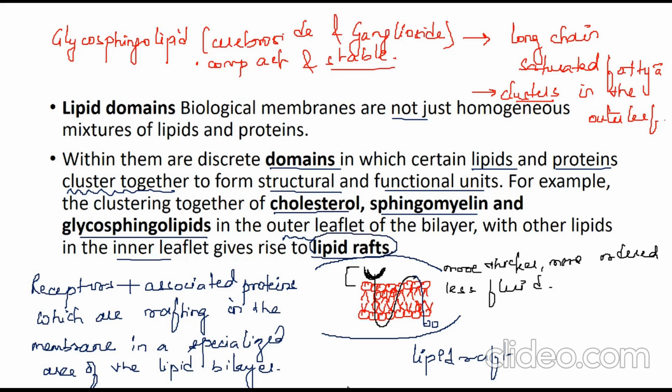It is when the molecules are tightly packed. I write here, they have long chain and saturated fatty acid, and they are clustered in the outer leaflet. We see that the receptor and their associated proteins, for example intracellular proteins, are rafting in the membrane in a spatialized area of the lipid bilayer. This structure is known as membrane or lipid raft.